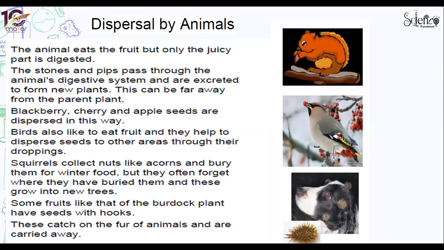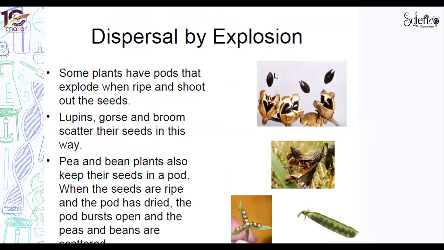By explosion. No, if it has hooks or spines, it's a spiky seed. Look at the dog here. It's going to stick on the animal's body. So your answer should be either animal, wind, water, or the fourth one, which is explosion, like the peas. They explode out of their pod and go out. Till now, is dispersal clear?